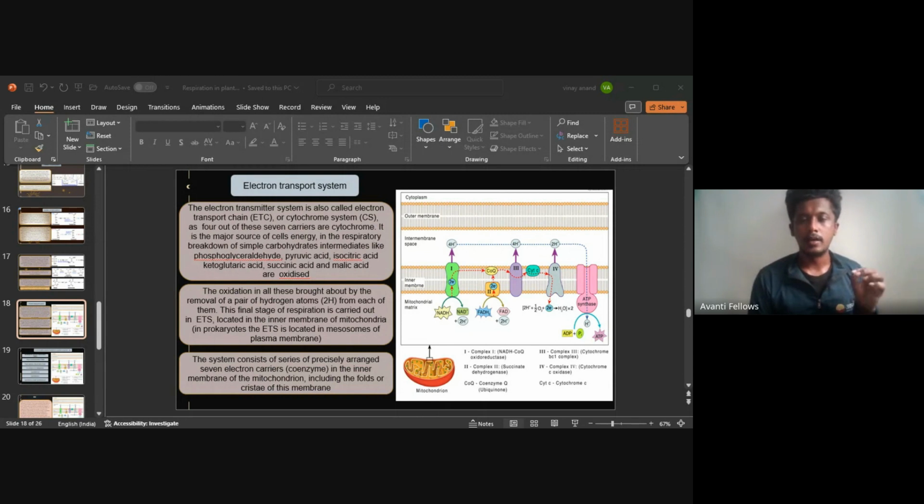Today, we will complete the rest of the topics that we have for the respiration in higher plants. So, we were left with two topics. In the last class, we completed with the Krebs cycle. So, today we will start with what happens after the Krebs cycle, correct?